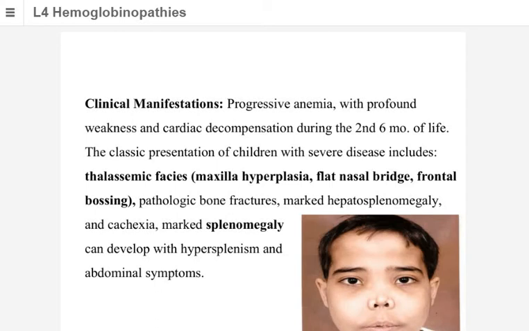Clinical manifestations: from the face, you notice maxillary hyperplasia, flat nasal bridge, frontal bossing, pathological fracture, marked hepatosplenomegaly, cachexia. Splenomegaly will lead to hypersplenism and abdominal symptoms.